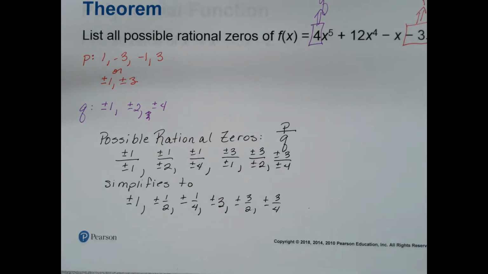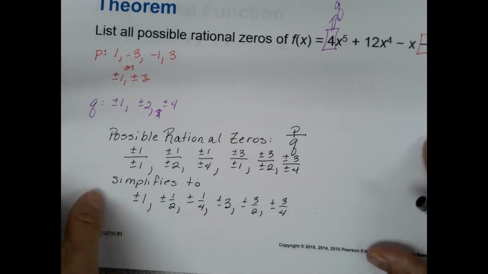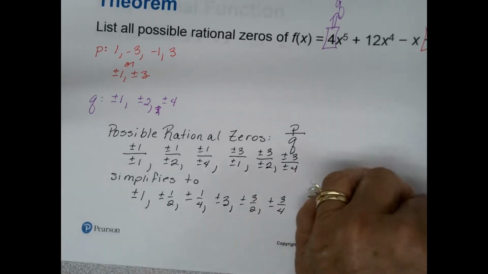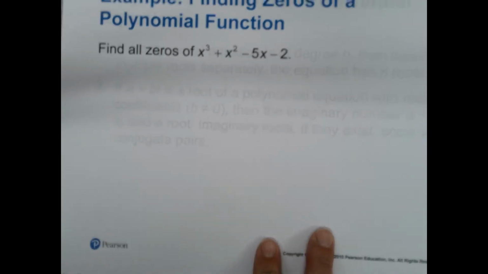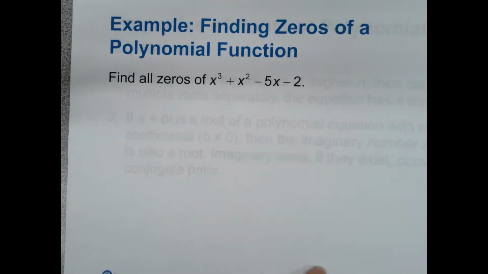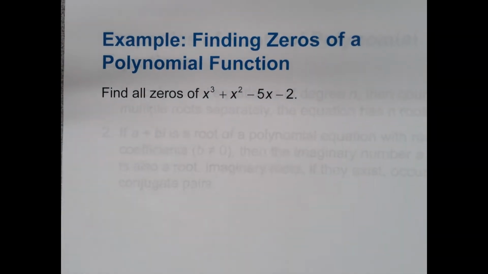Questions on P's, Q's, and P's over Q's? All right. So now we're going to actually find all the zeros. So we're going to use the rational zero theorem to give us a list of possible zeros, and then we're going to find the actual zeros.